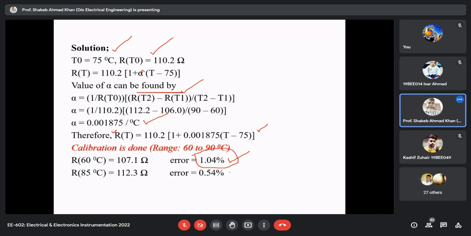So this is how meters are calibrated, and these are the requirements. This is the process. If anybody has any query regarding this numerical problem and the concepts I'm trying to convey through it, you can ask, please.